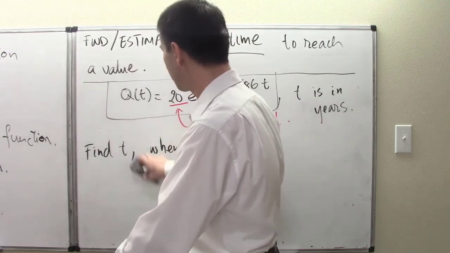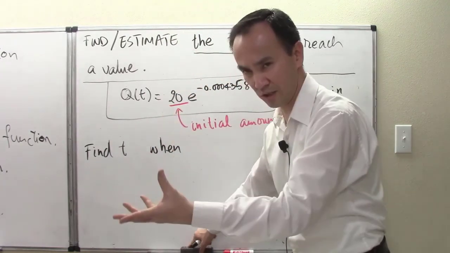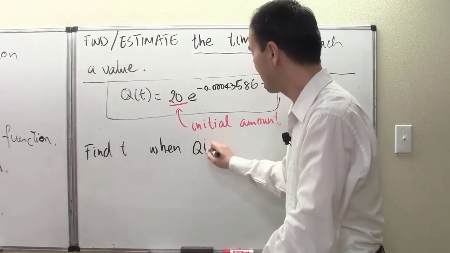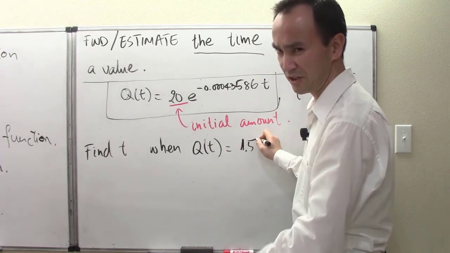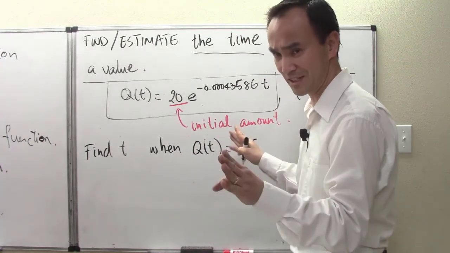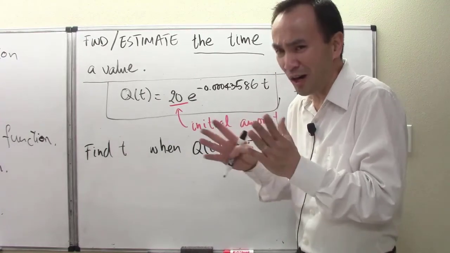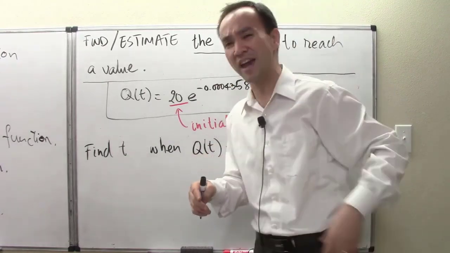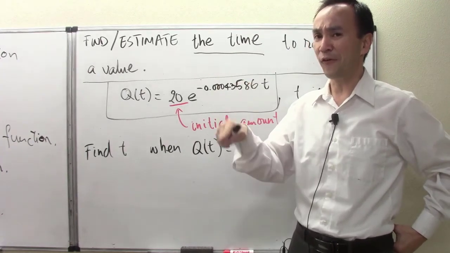We want to find t when q of t equals 1.5 milligrams. It's a long process going. I mean, maybe if we really want to see how problem B connects to problem A, then just think about if we have done problem A before problem B here.